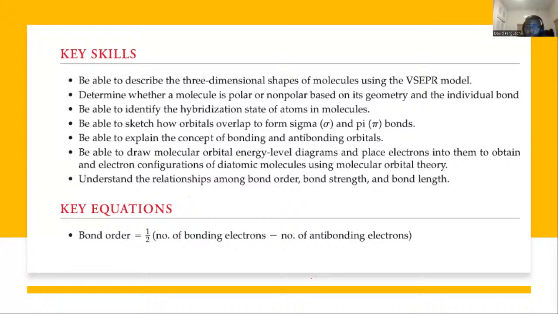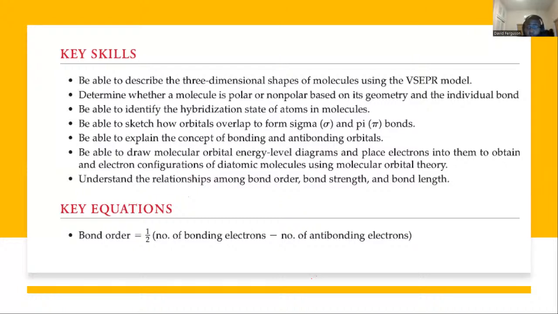So bonding is going to come from the fact that when you have constructive interference occurring with atomic orbitals, that results in a bonding molecular orbital. And antibonding: when you have destructive interference occurring between atomic orbitals, that results in an antibonding molecular orbital. N atomic orbitals equals N molecular orbitals. So the same number, it's conservation of orbitals. Be able to draw molecular orbital energy level diagrams and place electrons into them to obtain and understand electron configurations of diatomic molecules using molecular orbital theory.